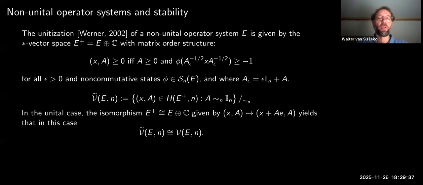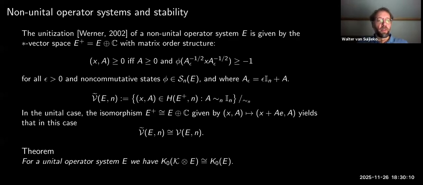And the way it goes is like with C-star algebras. For the unitization, you get that X, A is mapped to X plus A E, comma A, so that you don't lose any information in taking the unitization, or add information that you don't want in the unital C-star algebra case. But that actually shows that in that case, the invariant of E, of the unital operator system, is the same as the invariant I already had, the invariant V, E, comma N. So that's the setup.